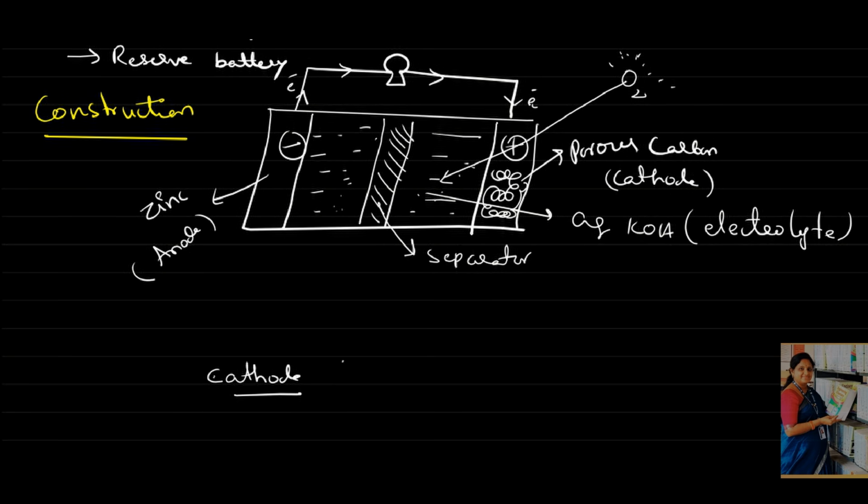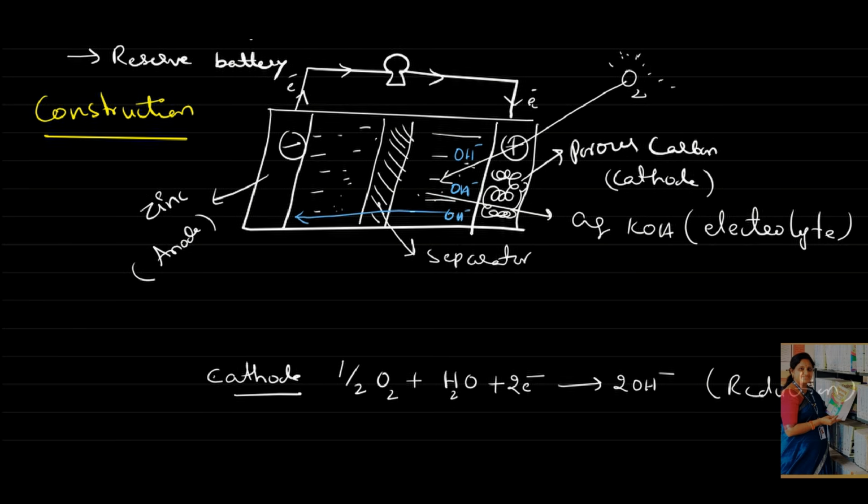So, this oxygen reacts with water present in the electrolyte by taking electrons from the external circuit and gives OH minus ions. It is a reduction reaction. These OH minus ions move towards anode through this separator.